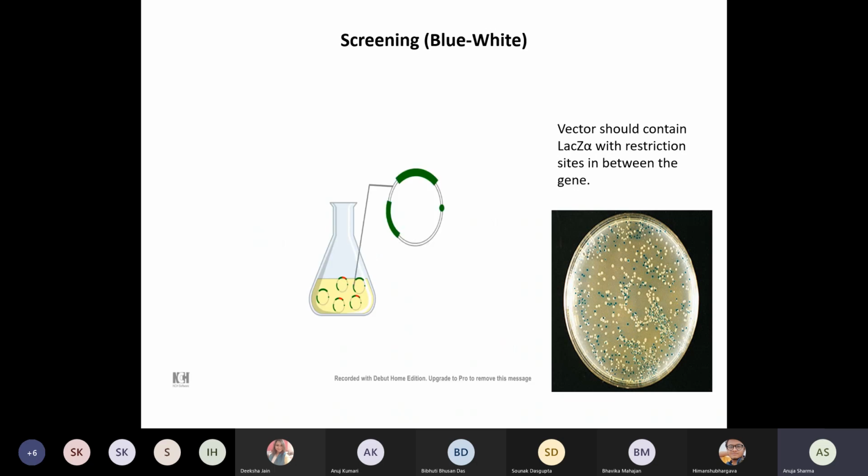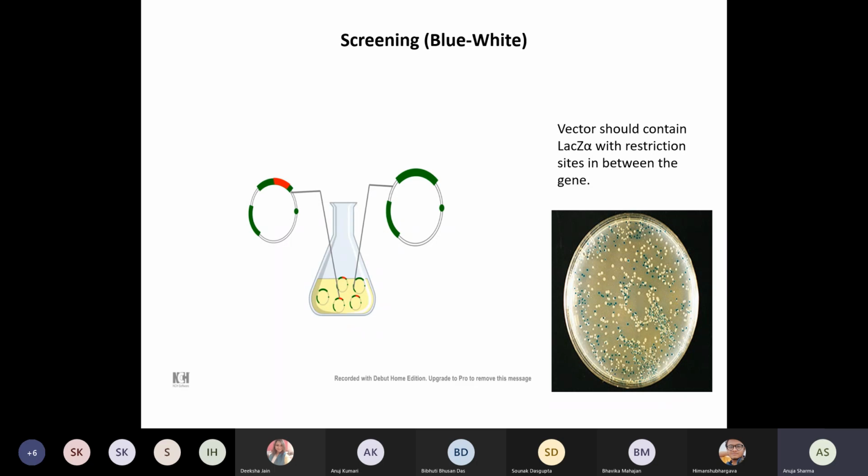But there is another problem. The second problem is that now in the solution there could be two types of plasmids. One is just a self-ligated plasmid, non-recombinant, and the other could be a recombinant plasmid. Now, how do we understand that the bacterial colony that is formed has the recombinant one, not the self-ligated one?